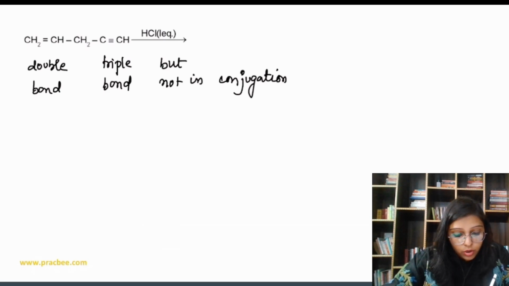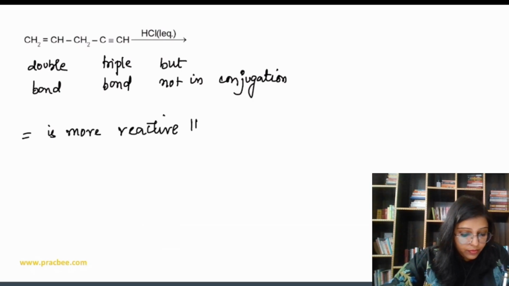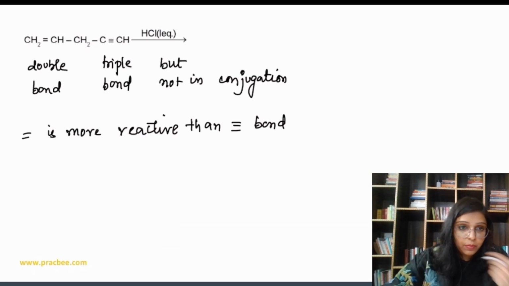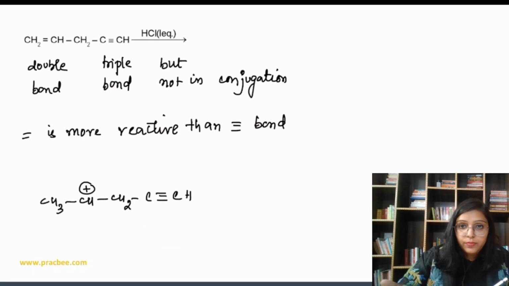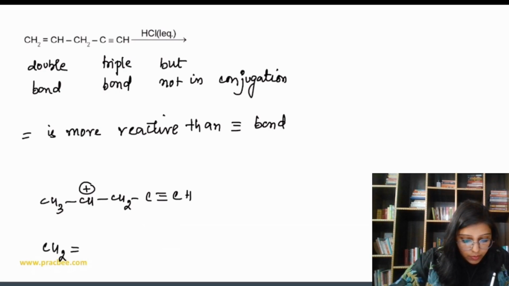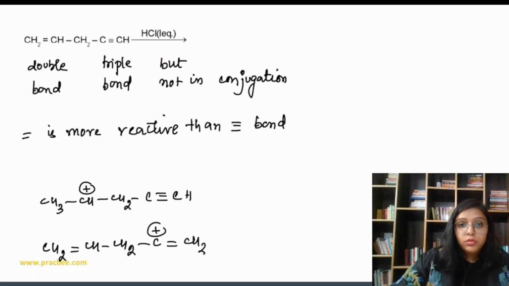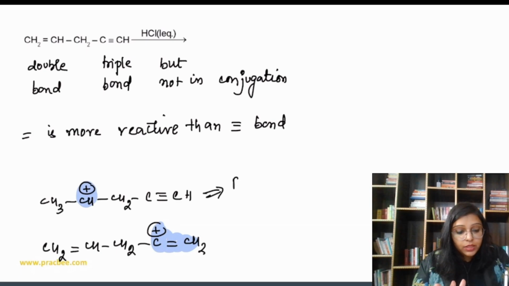So here double bond is more reactive than triple bond. Why? Because if double bond reacts, we have CH3 and CH positive, CH2 C triple bond CH, right? If triple bond reacts, then we have CH2 double bond CH and then CH2 and then C positive double bond CH2. Here positive charge is on double bond, so it is unstable in comparison to this one, right? So we get product from this one. So double bond is more reactive.